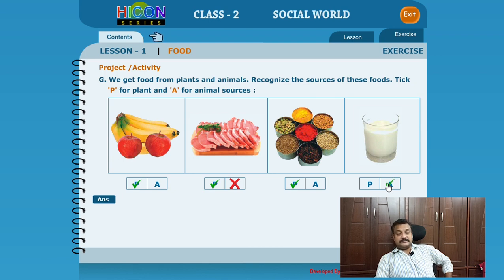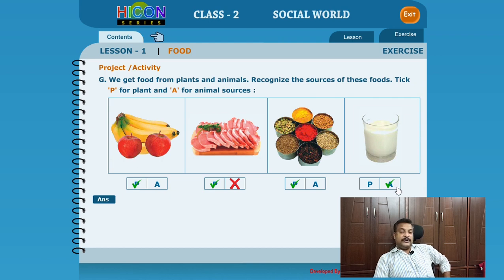Okay. So fruits and vegetables we get from plants, meat we get from animals. There is a small mistake here. Leave it, okay? Here we have black grams, moong dal, urad dal, pulses, beans, these kinds of things. And we get them from plants. And the last diagram is a cup of milk. And milk we get from cows and buffaloes, and they are animals.